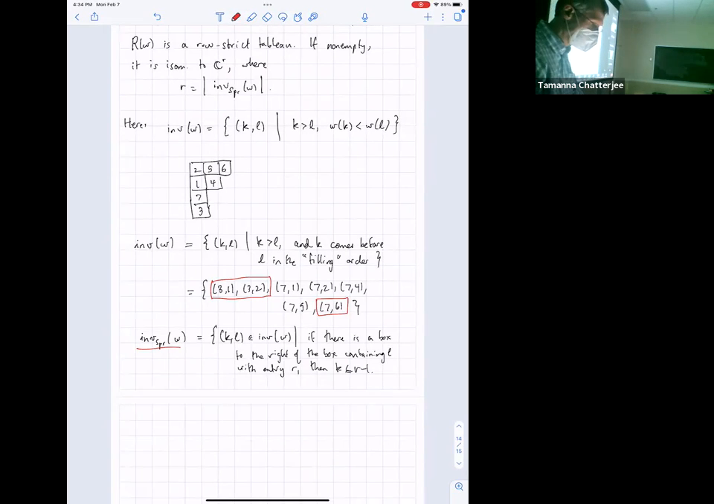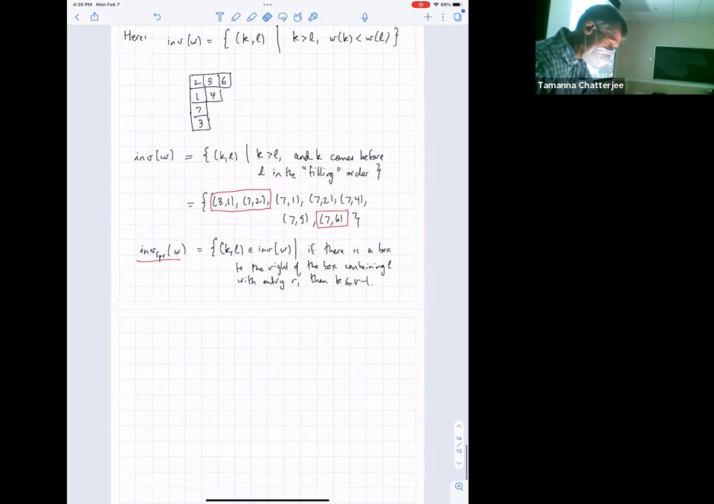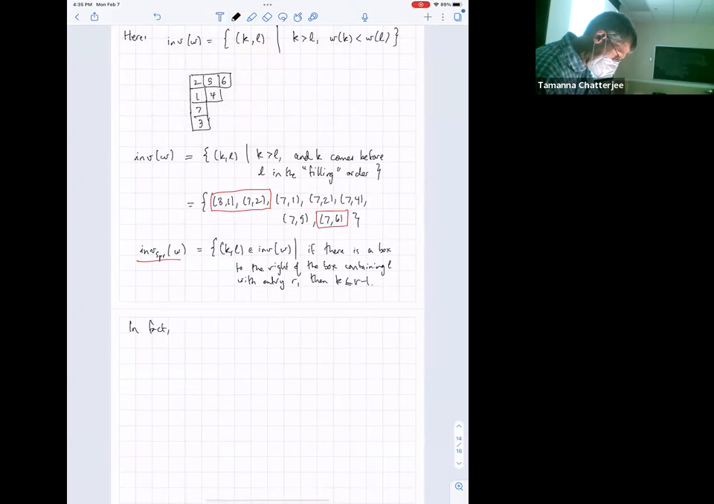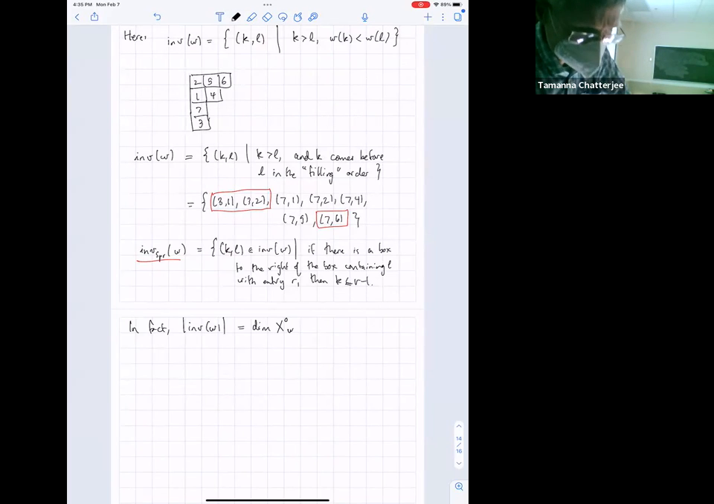But that's the general rule: you look at the box to the right of the second thing, and it has to be bigger than the first thing in the pair. And so, in fact, the cardinality of the inversion set is the dimension of the Schubert cell itself, and the smaller thing is the cardinality of what happens when you intersect this with the Springer fiber. So you get a smaller vector space.